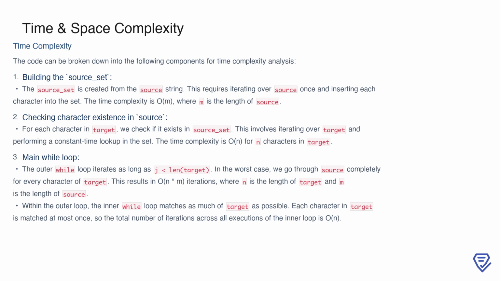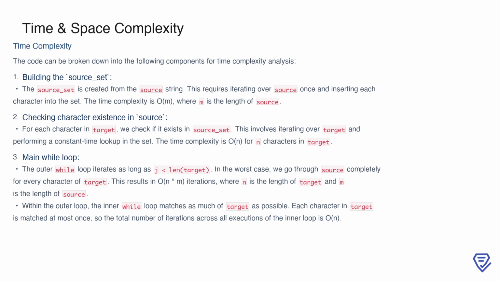To analyze the time complexity of the solution, we can break down the process into 3 key components. First, we create the source_set by iterating over the source string and adding its characters to a set. Since this involves a single pass through the source string, the time complexity for this step is O(m), where m is the length of source. Next, for each character in the target string, we check whether it exists in the source_set. This requires iterating over the target string and performing a constant time lookup in the set for each character, making this step O(n), where n is the length of target.